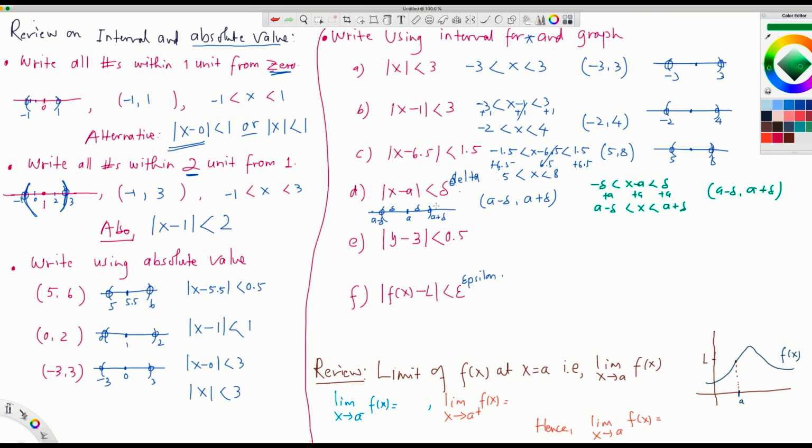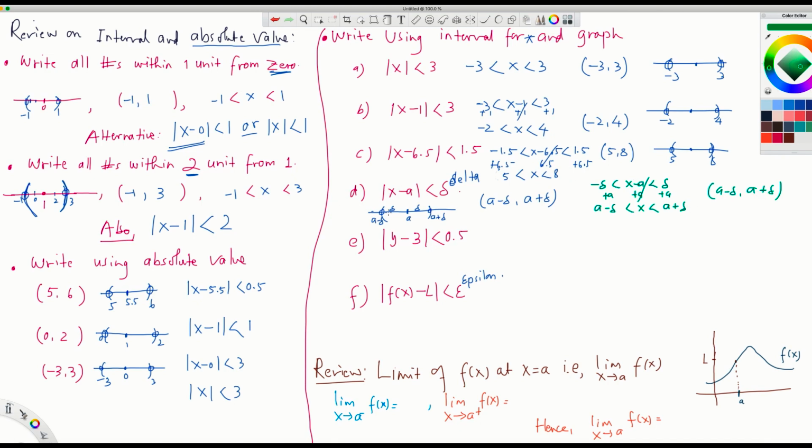So directly, this is what I did using the graph, and indirectly, the mathematics way, is you just use the definition of the absolute value. You do negative of that, less than x minus A, less than positive of delta, and then get rid of the other number except A. From the middle, I added A on all sides. I got A minus delta because A is positive, delta is negative. A minus delta less than x, because that will cancel out, right? And then less than A plus delta. So in the interval notation, it is A minus delta, A plus delta.